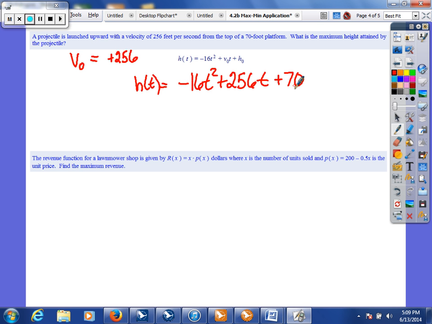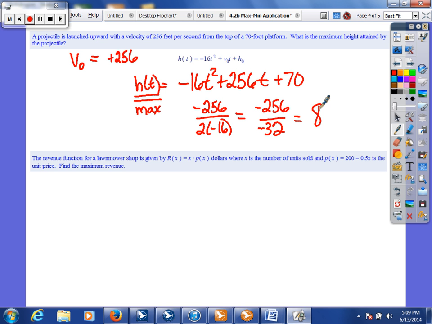It says, what is the maximum height obtained by the projectile? So what they're asking me for is they want me to maximize the height. Well, to do that, I'd find the x value of the vertex. So the opposite of b, all over 2 times a. Man, doesn't it sound familiar? So you get negative 256 over negative 32. Two negatives make a positive, and if you do 256 divided by 32, what you end up getting is 8. And so when x is 8, and this is your height.